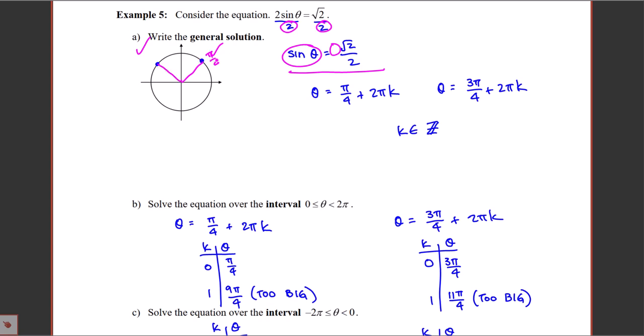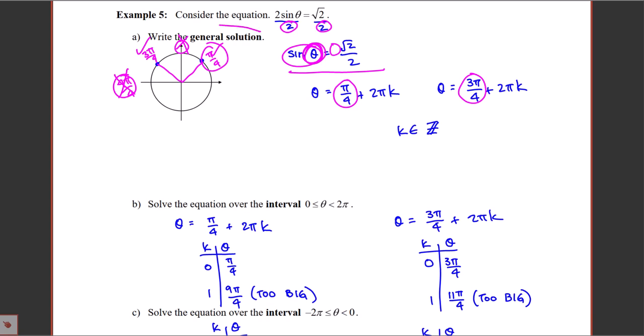1 pi over 4, 2 pi over 4, 3 pi over 4. And just to check, 4 pi over 4 is pi. That gets us to this 180 degrees, to make sure we're using the right numbers. So there's the pi over 4, and there's a 3 pi over 4. And we're just solving for theta, so we don't do anything special.